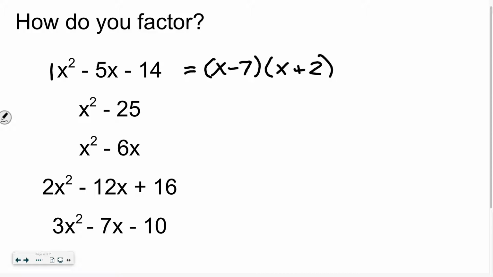Okay. So if I were to check this, I can do it 2 ways. I can write it down, like FOIL it out. What would it be? x squared, outside terms, plus 2x, inside terms, minus 7x, negative 7 times 2, minus 14. And can you see that that is going to be the same trinomial? Yes, it is going to be negative 5x.